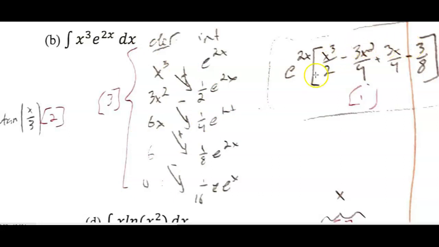For the way that I wrote my solution here, I decided, hey, they all have e to the 2x in them. So I'm going to factor that e to the 2x out to make it a little bit easier to write everything. Notice x cubed over 2 is this times the half. Minus comes from the alternating arrows. 3x squared over 4 is this times that. And so on as we go down. Hopefully that one's good. Let's go to the next one.